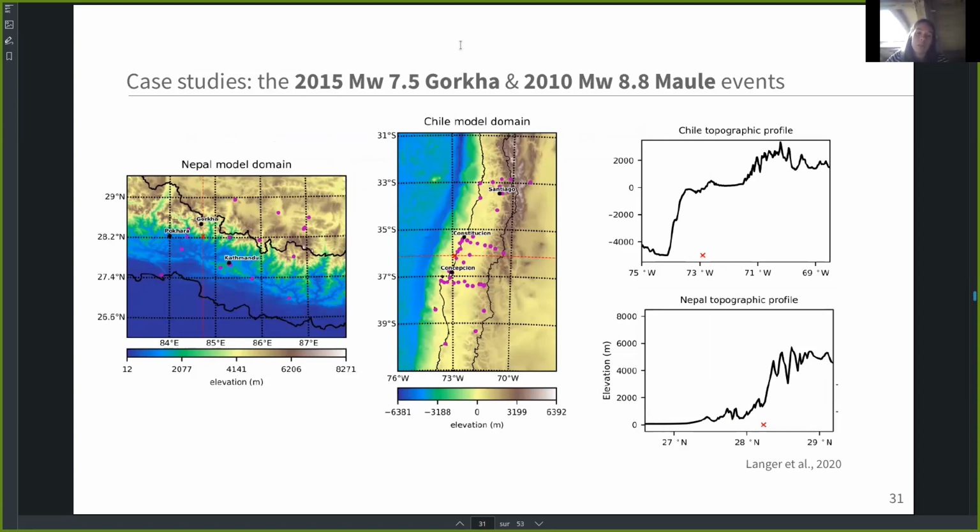What was interesting by studying these two earthquakes is that they are relatively different. In Nepal, this is a continental earthquake. The fault is really, really shallow, and we have a lot of data, so the slip is very well constrained. In Chile, this is a subduction zone. We don't have many data, and the slip is not so well constrained, especially at the trench. What's also interesting is that the net topographic variations for these two earthquakes are very similar. It's about 6 kilometers. But you can see that the shape of the topography is very different.